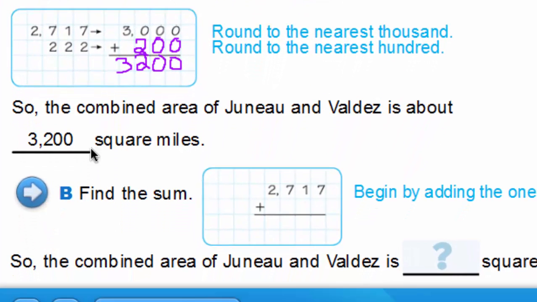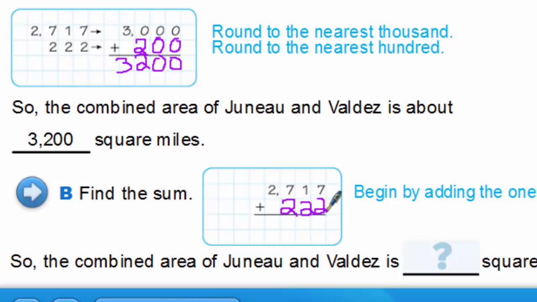Now we're going to find the sum. We have our estimate. We want to make sure our sum is close to that or we've made an adding mistake. Okay, we're going to line up our addends again. We have 2,717. We're going to put the 222 underneath each one of the same place values. So under the hundreds, we're going to put the 2. Under the tens, we put the 2. And under the ones, we put the 2.